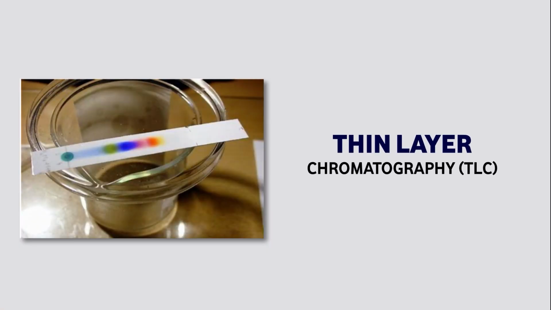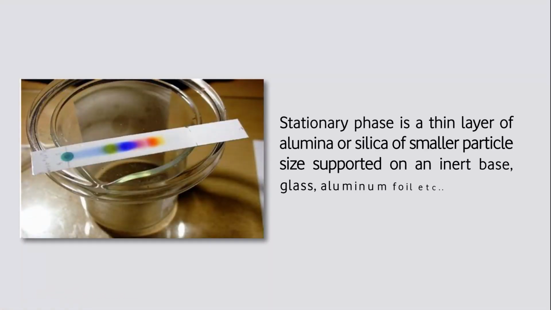Then there is thin layer chromatography. I think this is something students are taught in schools when they learn about chromatography. This is the best example. The stationary phase remains on a glass plate, a layer of alumina or silica of smaller particle size. The stationary phase is a thin layer of alumina or silica of smaller size supported on a glass plate or aluminum foil. So how do we do it?